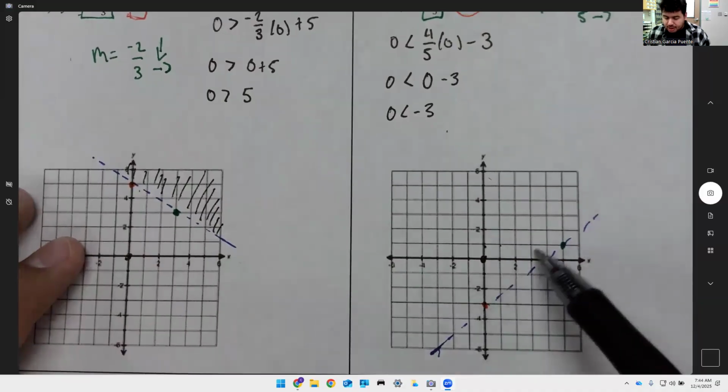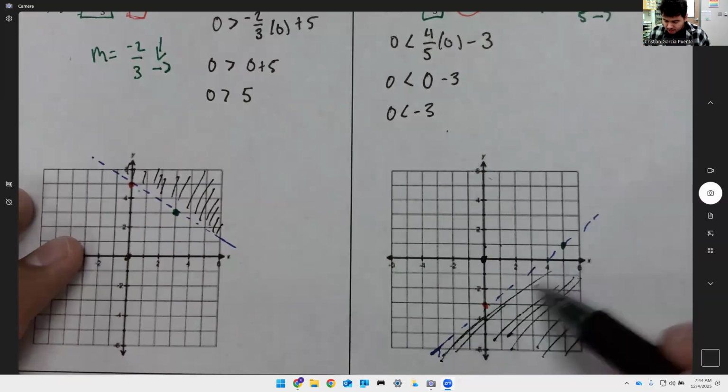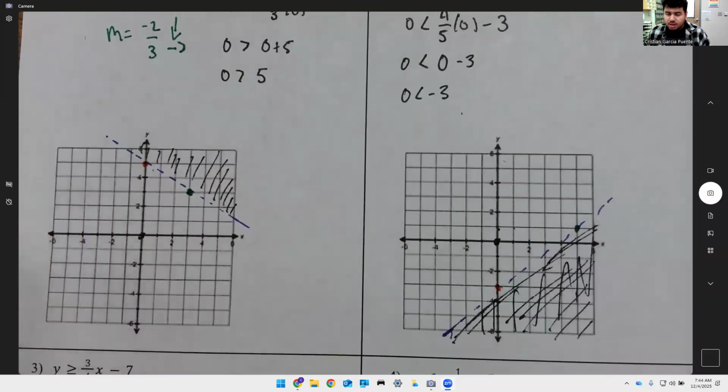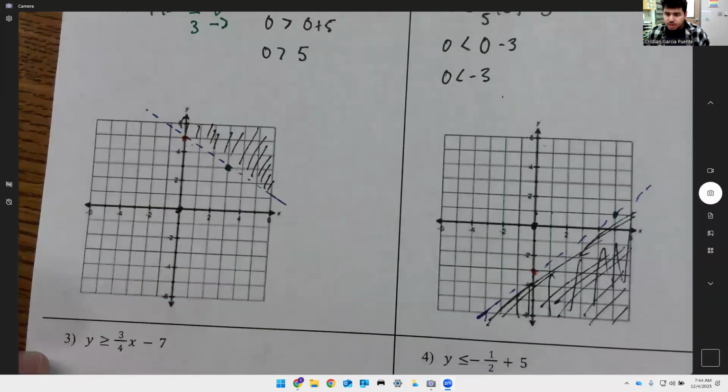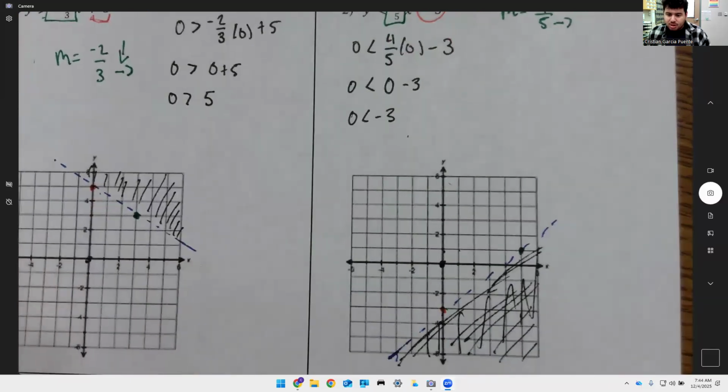So whichever side the point was on is not going to be the side you're shading. You're going to shade the other side. So over here is what you're going to be shading. And that's it. And you're done. Okay? So hopefully you guys have this written down because I'm going to be moving on to the next problem.